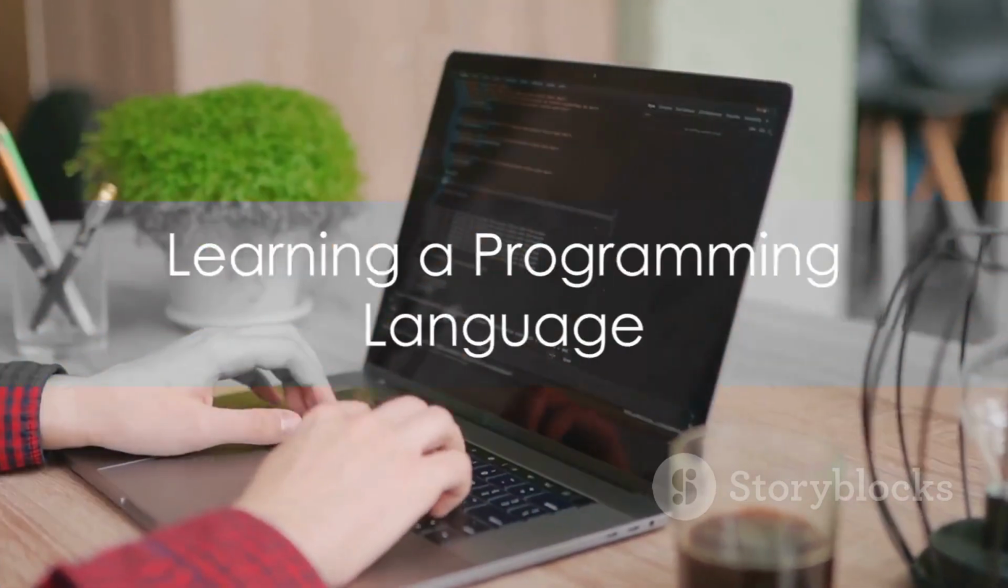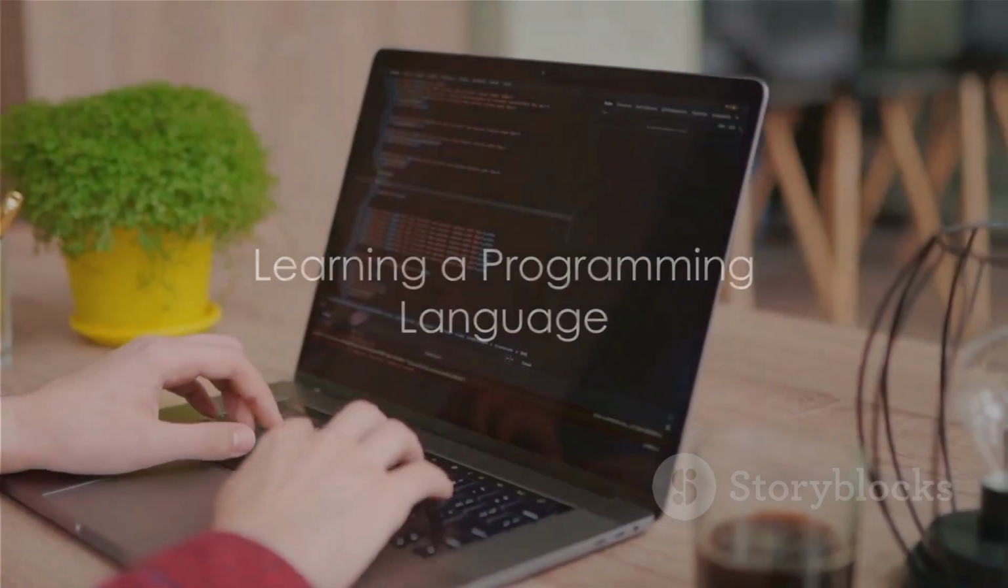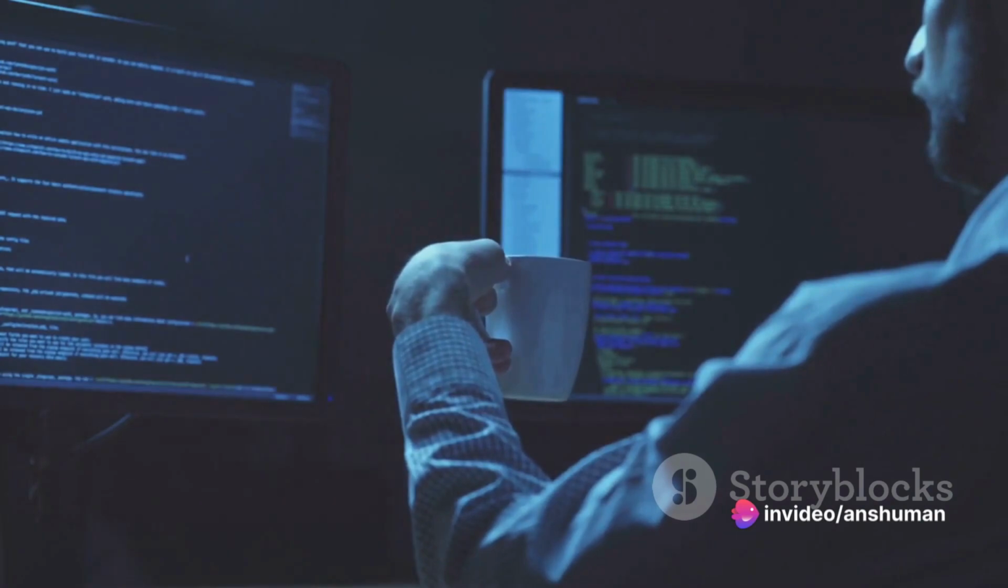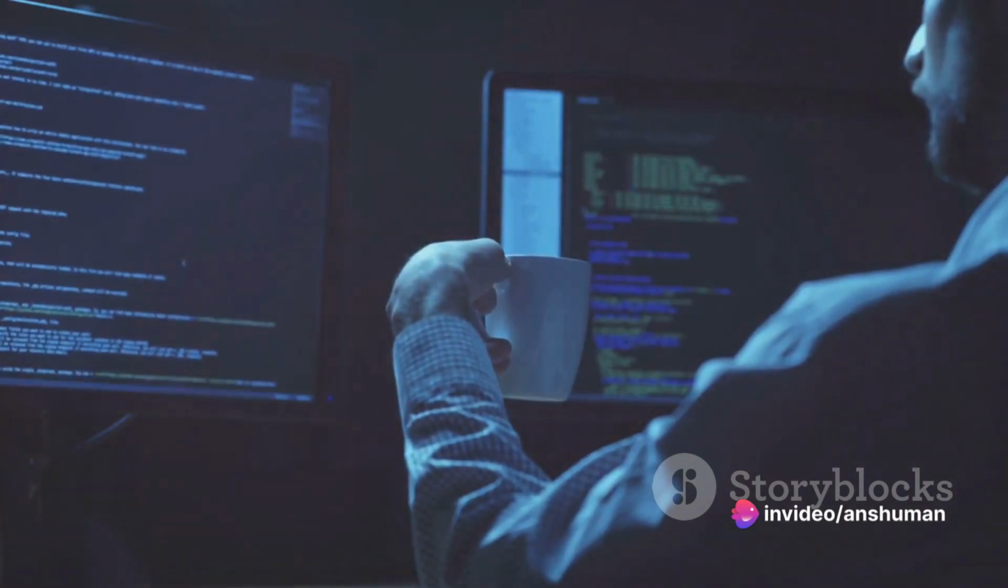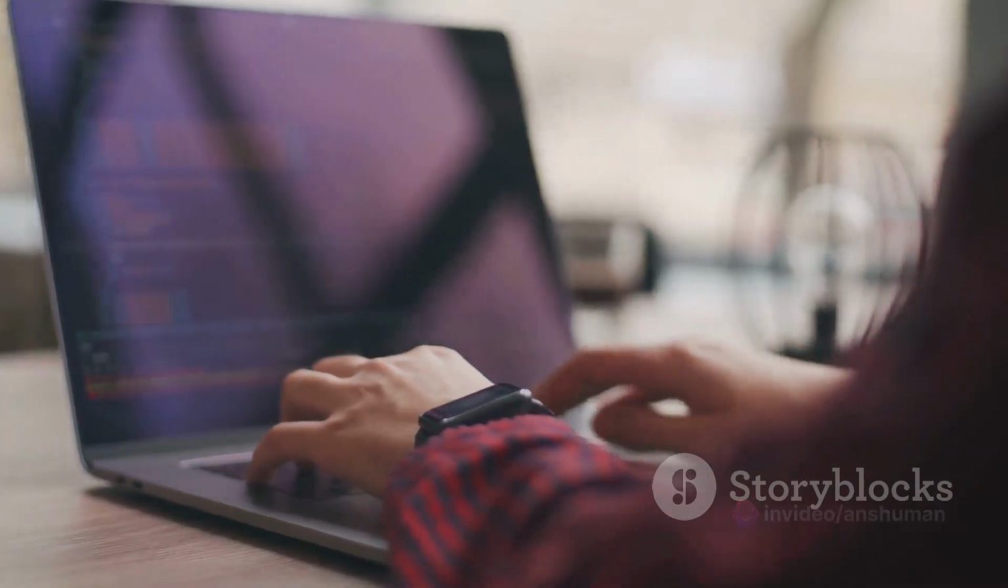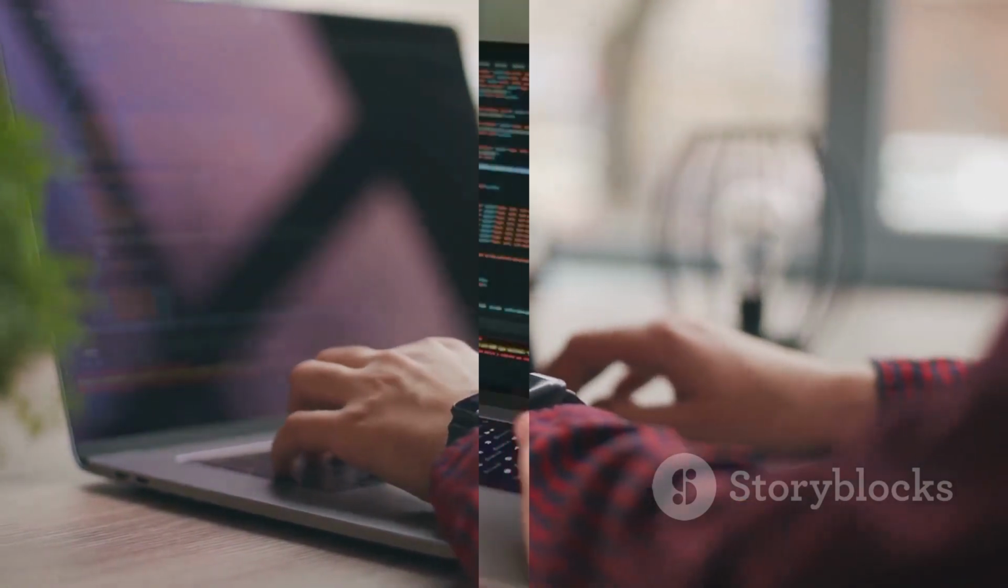To begin coding, one needs to learn a programming language. There are many to choose from, like Python, Java, and C++, each with its own strengths and uses. Python, for instance, is known for its simplicity and is often the first choice for beginners.